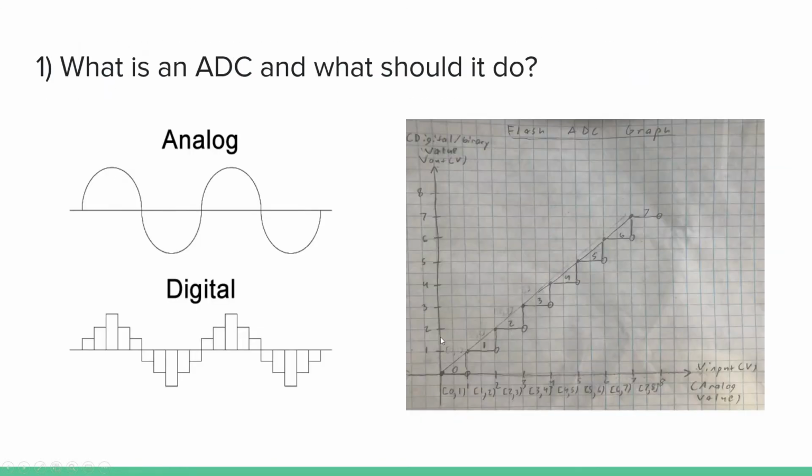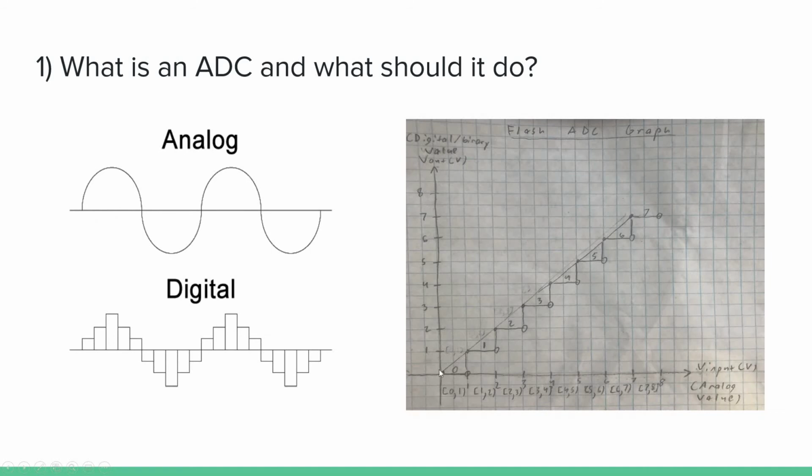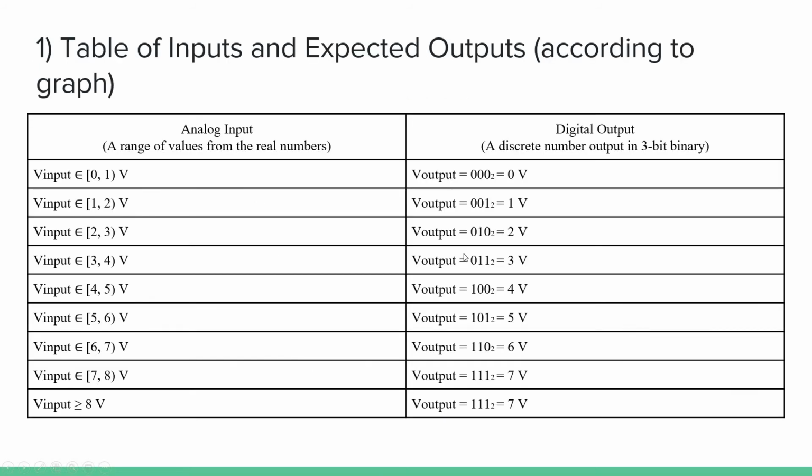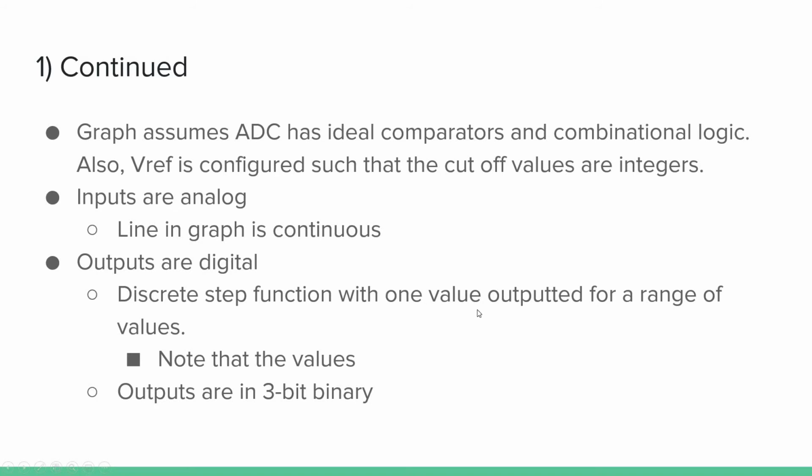And of course, I made it simple in my implementation, such that the cutoff values are integers, because it's easier to understand. So I changed the specific reference voltage to make it nice and even like this. In this graph, I'm assuming that this ADC has ideal comparators and combinational logic, and that the reference voltage, which I'll talk about later, is configured such that the cutoff values are integers. Because it's not always going to be integers; it depends on your reference voltage. So the inputs, like I said, are analog, and the outputs are supposed to be digital, continuous to discrete. And of course, it's a 3-bit, so it should output in 3-bit binary.